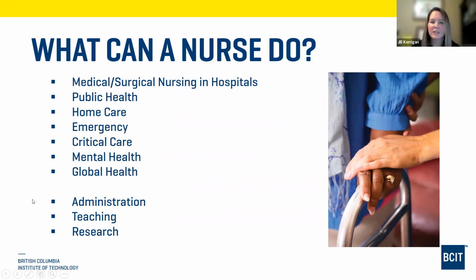So what can a nurse do? A little over 50% of RNs do work in the hospital setting, whether it's on a medical or surgical ward, in emergency care, the operating room, or critical care. But there's also lots of nurses who work in the community, public health, mental health, and in global health. Nurses can be in administration, so these are leadership positions in either the hospital and the health authority in general. They can teach, they can be involved in research. And the nice thing about nursing is that you can move throughout these areas throughout your nursing career.